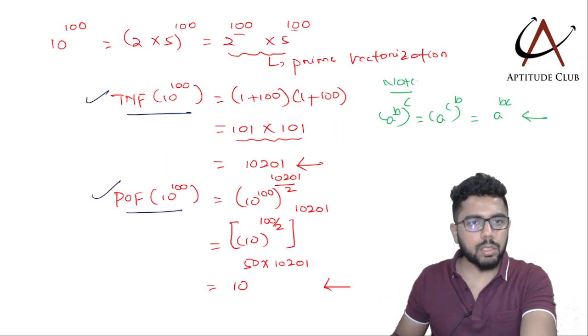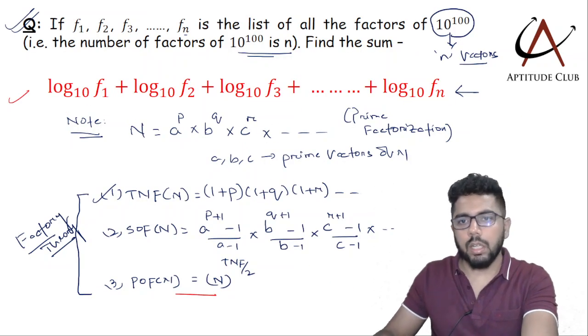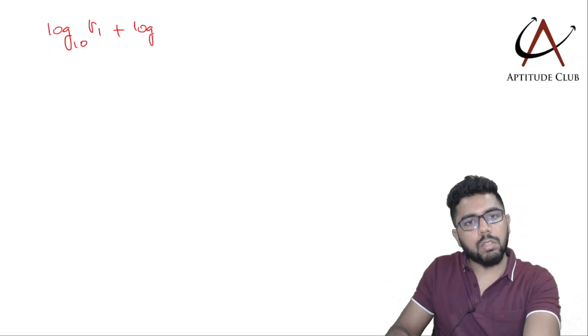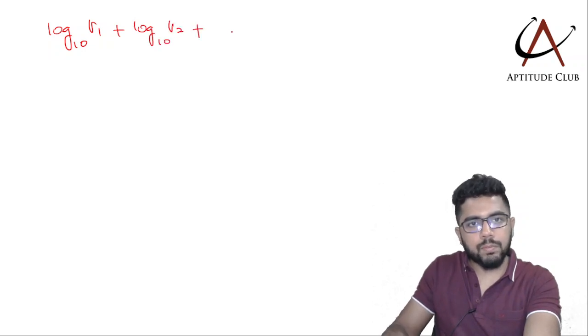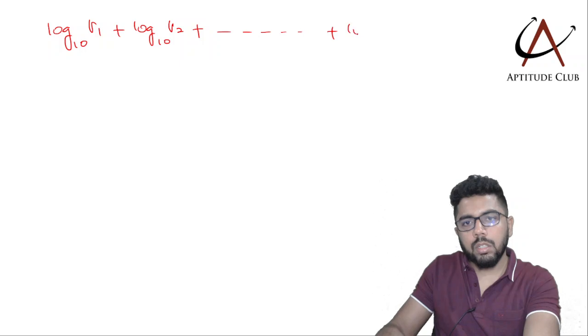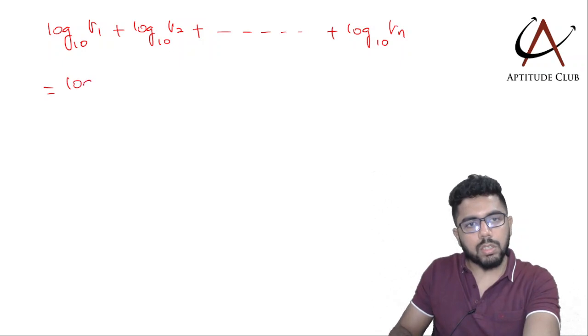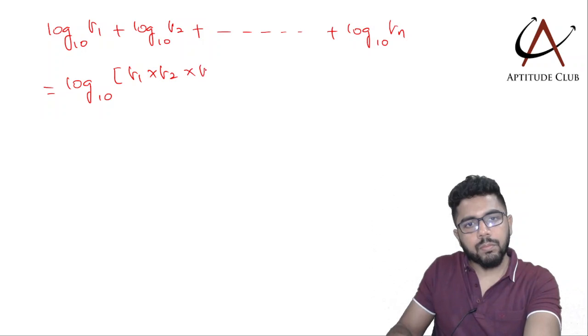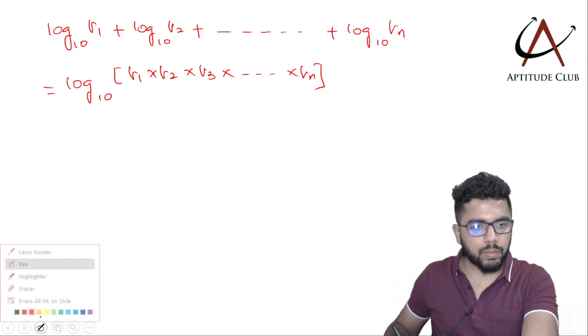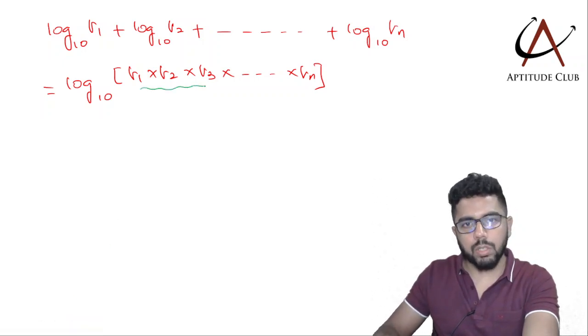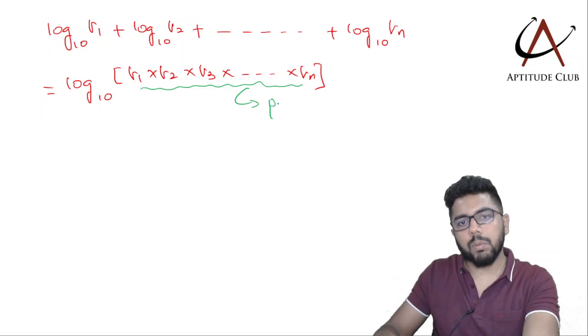So the question is asking us to find till f n. So let me write it here. Log to the base 10 f1 plus log to the base 10 f2 and so on till log to the base 10 f of n. Now see here, because logs are added, I can write this as log of f1 into f2 into f3 till fn. Now if you observe the expression that we got here, what is basically this? This is basically the product of factors.